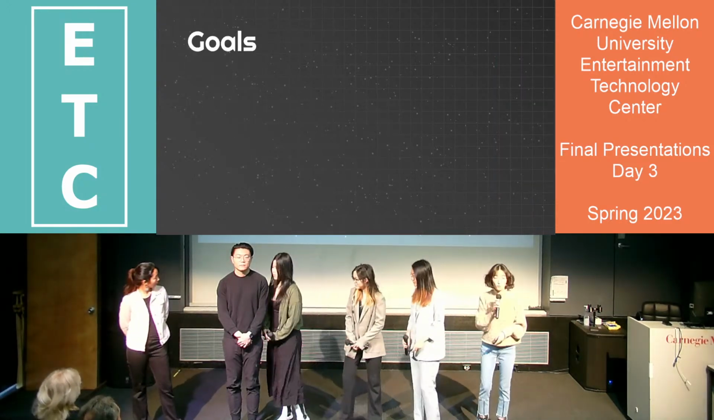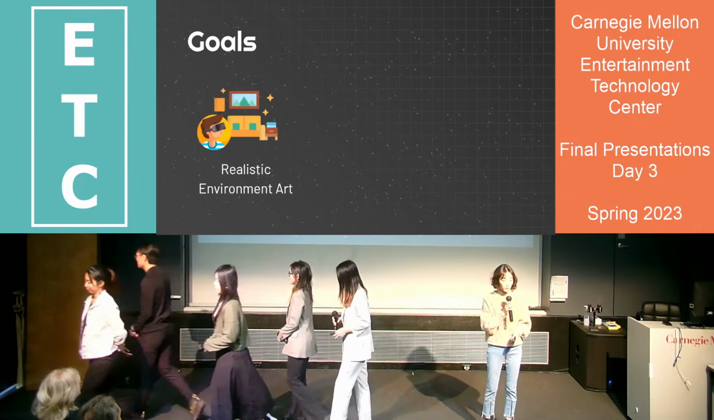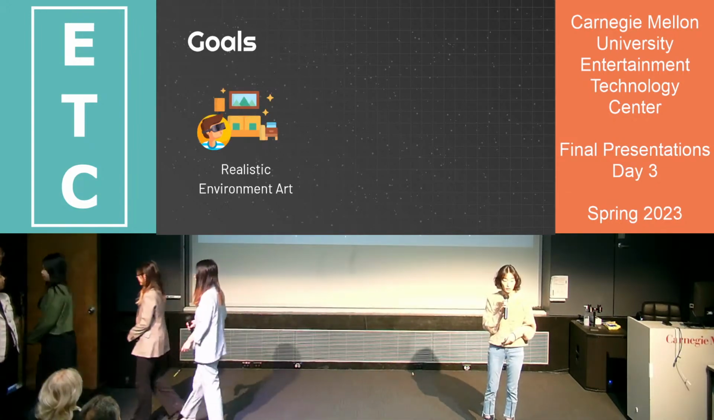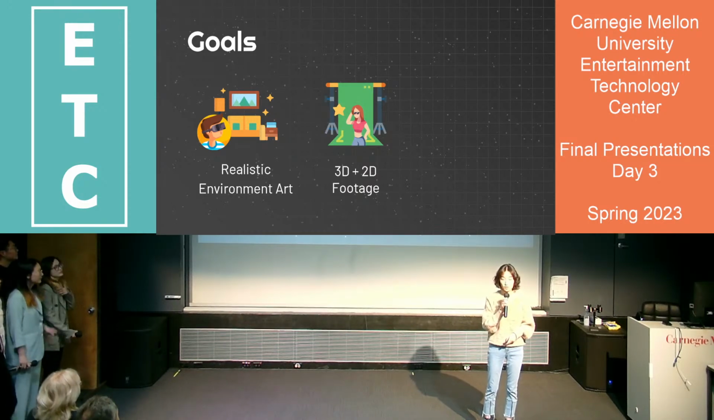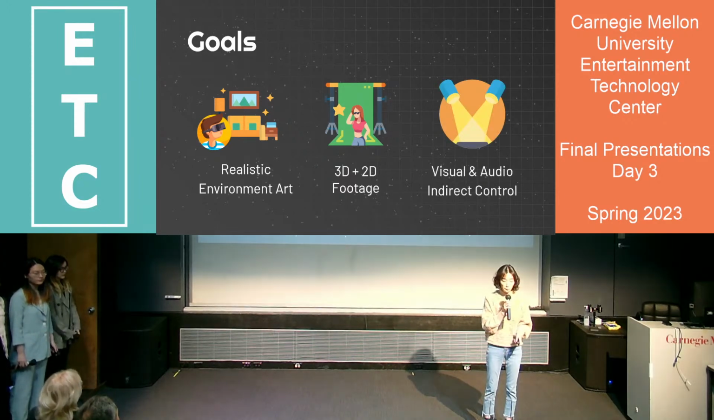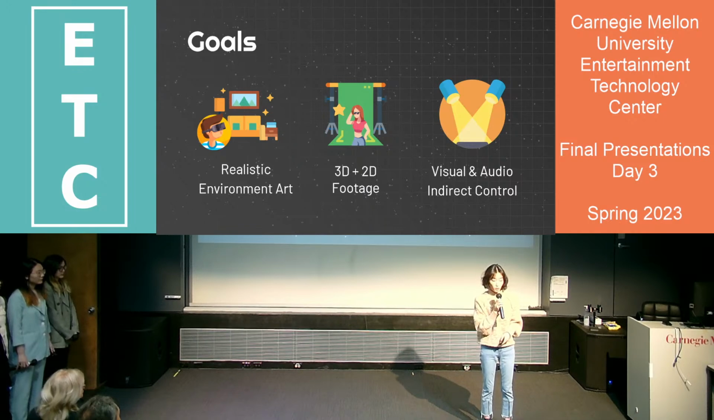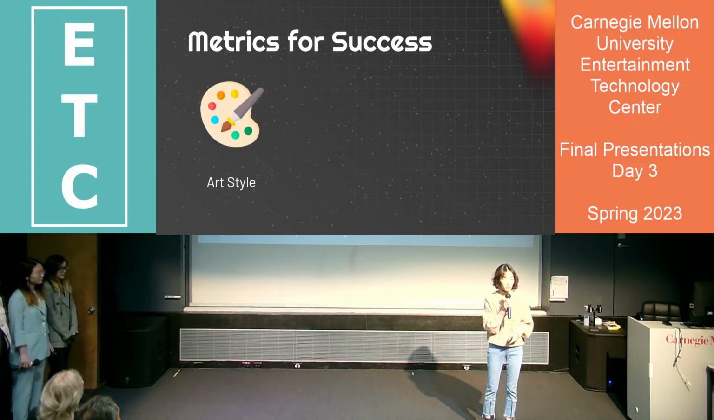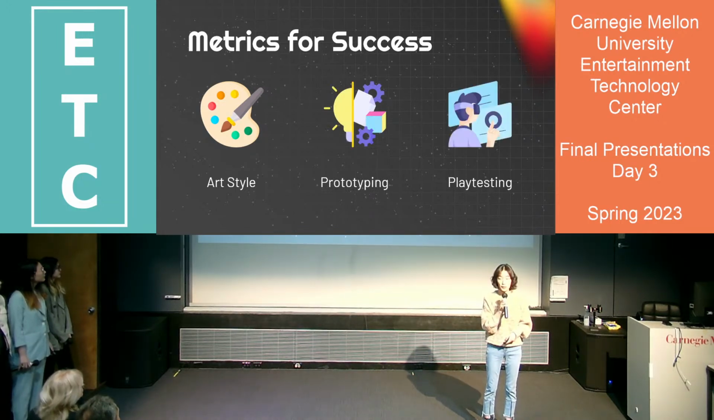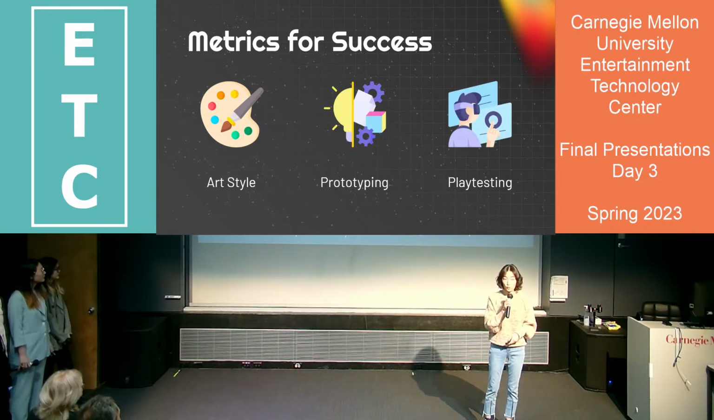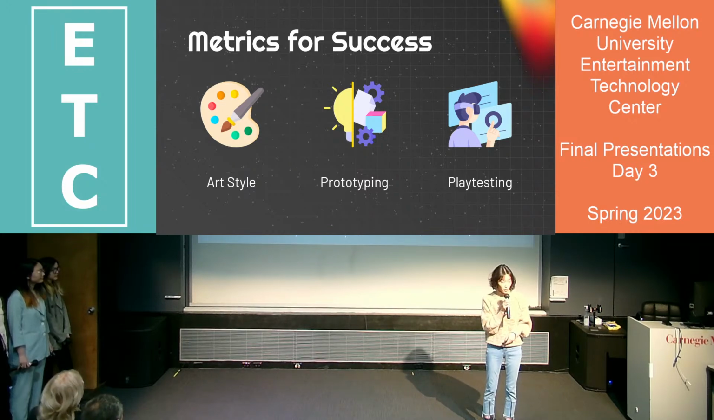All right, so I want to reiterate our goals first. First of all, we want to create realistic environment art in Unreal Engine, and we want to incorporate 2D live action footage inside the 3D scenes. And we also want to experiment with visual and audio indirect control. So here are some of the metrics for success. One of them is definitely art style, prototyping, and then playtesting. For the above 6 aspects that I've just mentioned, we will be explaining them in detail in the latter half of the presentation.